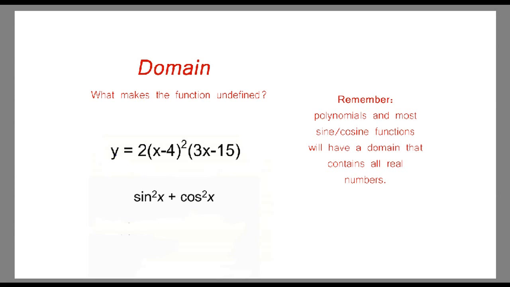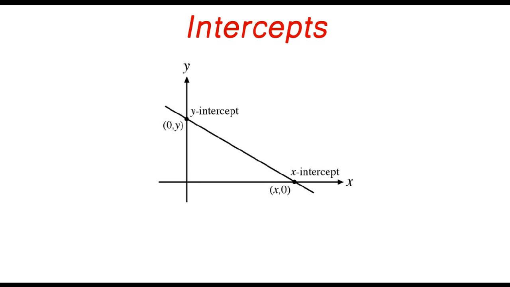And in order to find the domain, you just find where x will make y undefined and not include that in the domain. One thing to know is that polynomials and sine and cosine functions usually contain all real numbers. Okay, the next step is finding the intercepts of the function. This is just basically algebra, setting x and y to 0 and finding where the function touches the x and y axis.